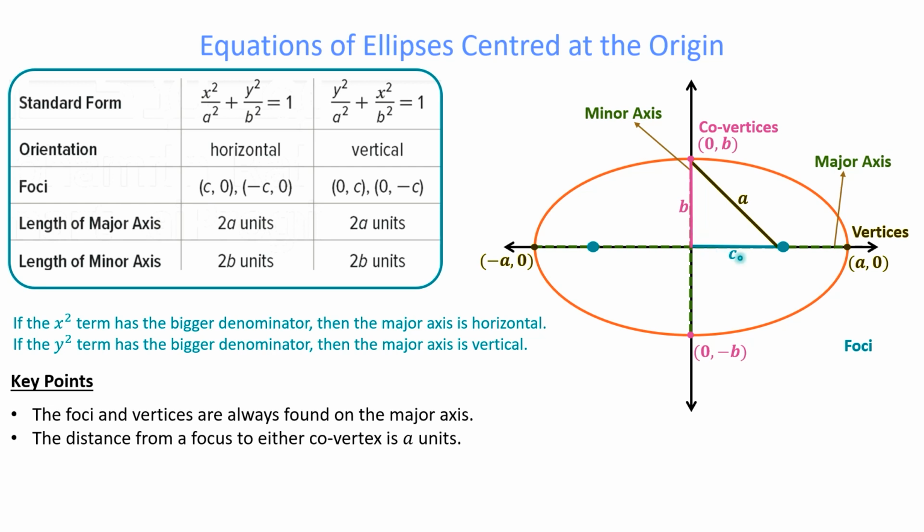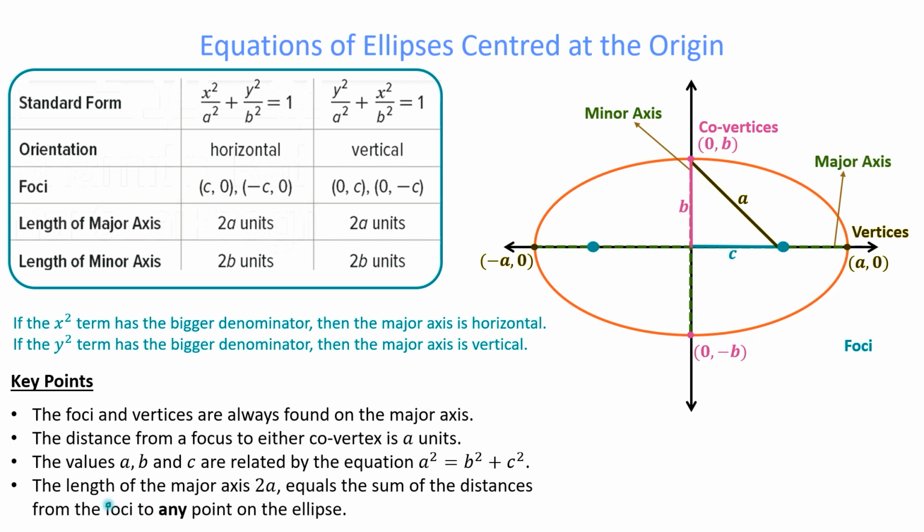We can see b and c are perpendicular, so this forms a right angle triangle. So using Pythagoras' theorem, we can see that the values of a, b, and c are related by the equation a squared equals b squared plus c squared. Now, the length of the major axis is 2a, which we've seen for ourselves. And this equals the sum of the distances from the foci to any point on the ellipse.